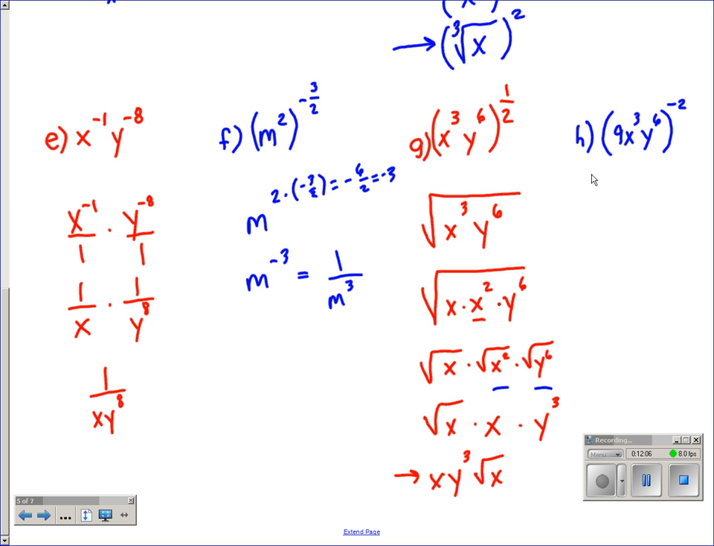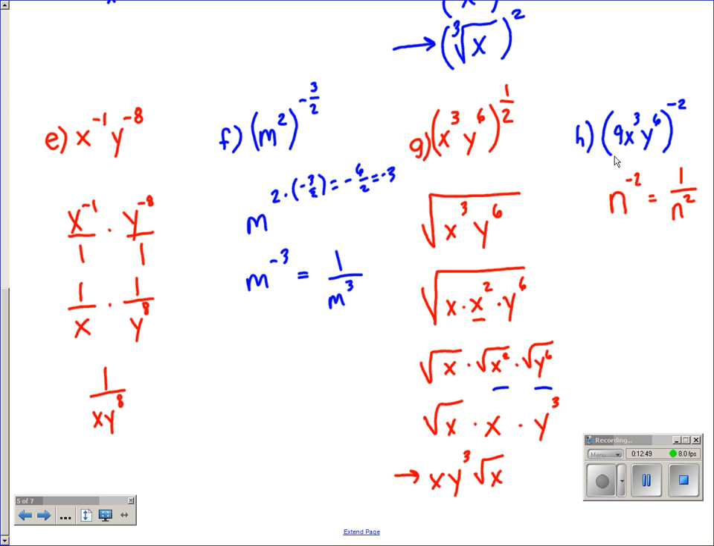Last one here, we've got h, 9x to the third, y to the sixth, all raised to the negative second power. For this one, I'm going to get rid of my negative exponent by taking the reciprocal of this base. Remember, our base is 9x to the third, y to the sixth. If I had said this was just some number n to the negative second power, we would have said, okay, this is the same thing as 1 over n squared.